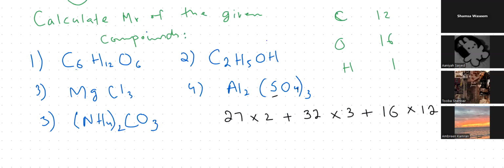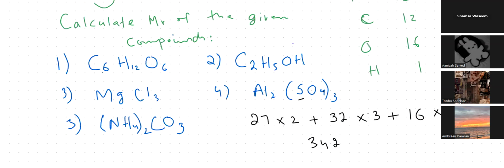27 into 2 plus 32 into 3 plus 16 into 12. 342. Because we will also be calculating percentage by mass questions and all the calculations, it all depends on relative formula mass and relative molecular mass. I hope you understood, girls. Just note down these, which you have to do as homework. Let me know once you're done. Okay, take care and see you in the next class.